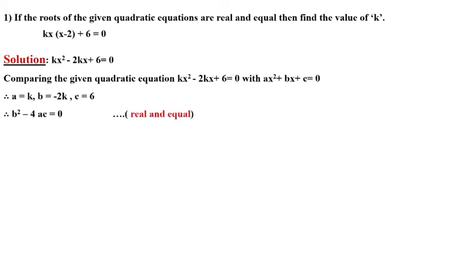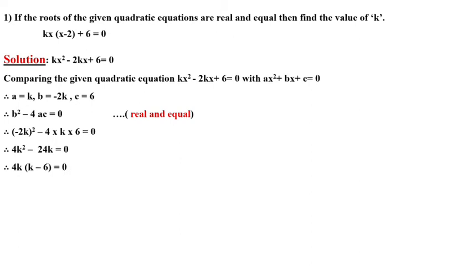Student, here it is mentioned the roots of the given quadratic equation are real and equal. It means b square minus 4ac is equal to 0. Now we will substitute the values of b, a and c. The value of b is minus 2k whole square, minus 4 into a, the value of a is k, into c, the c value is 6. So minus 2k square is what? 4k square minus 4 into 6, 24k equal to 0.